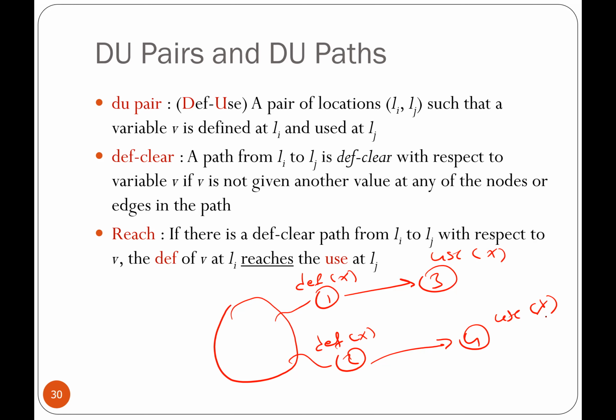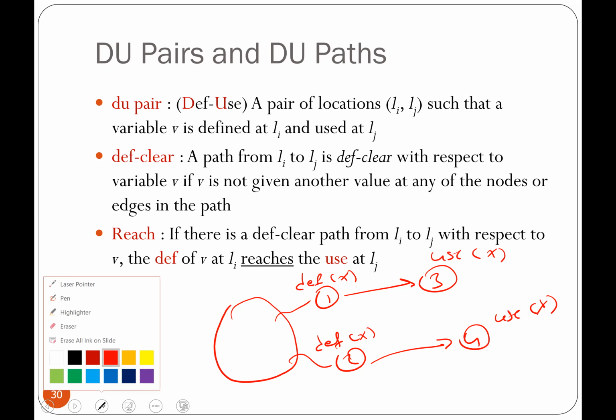So this is why we don't actually care about one to four, because when it got defined at one, it's never going to be used at four, so we don't really care. And again, same thing, the reach from two is only four. It's not going to reach three. And again, we say that because the pair between two and three is meaningless for us. We don't really care about it, because the way it was defined in two, it's never going to be used in three.